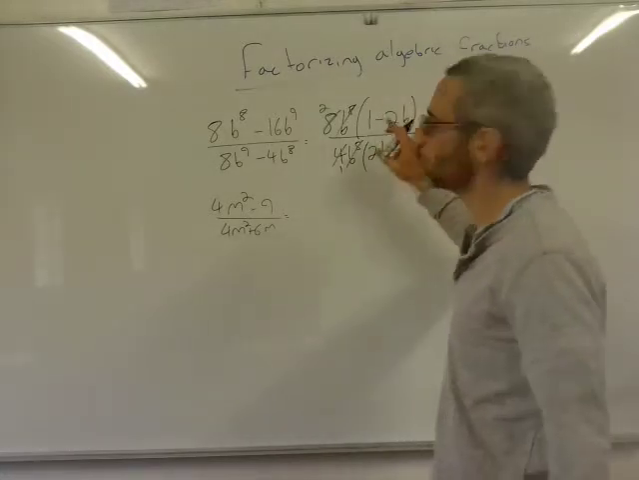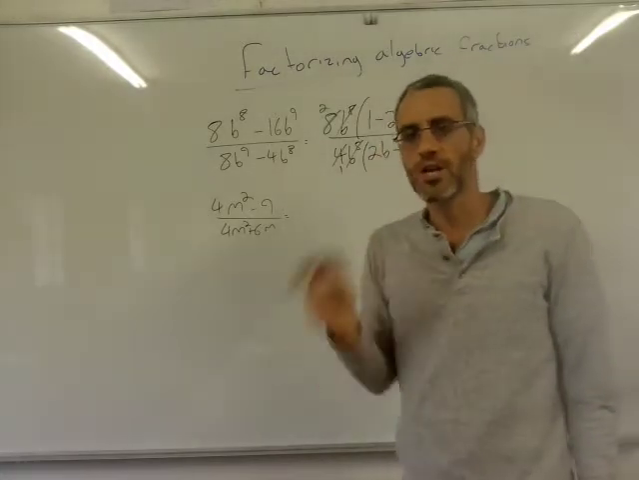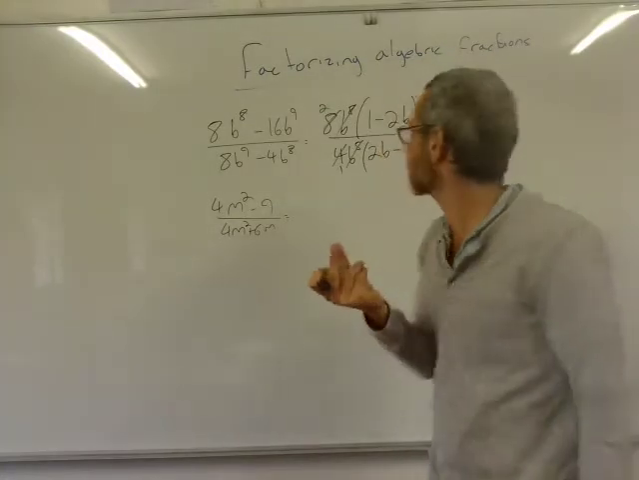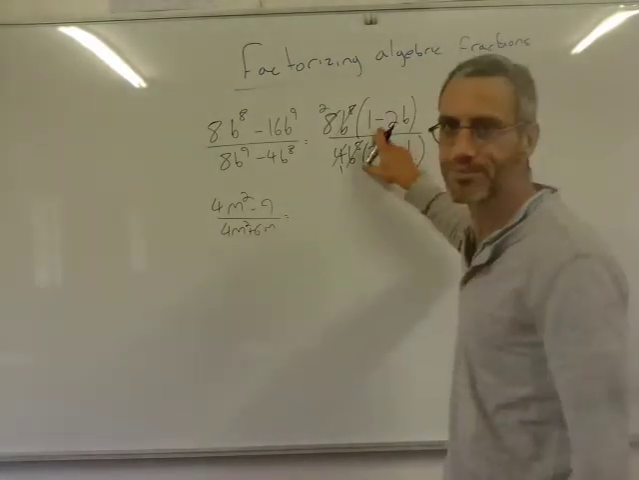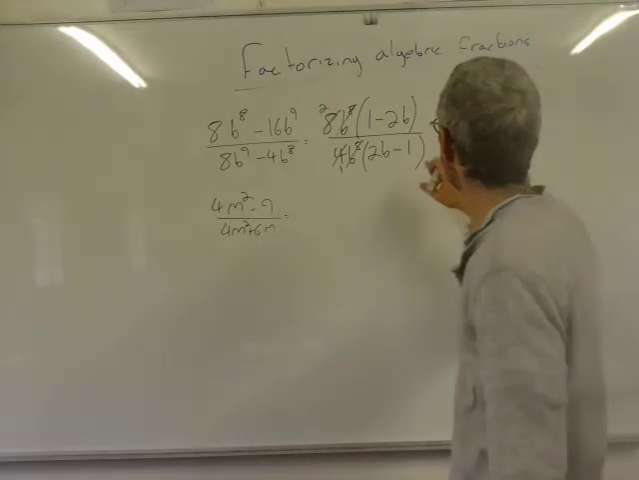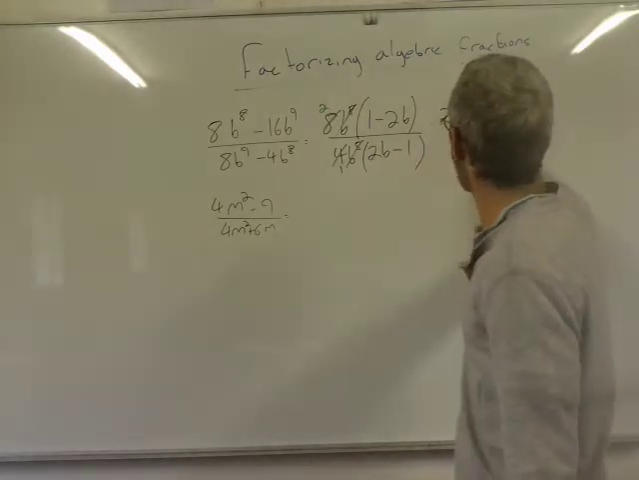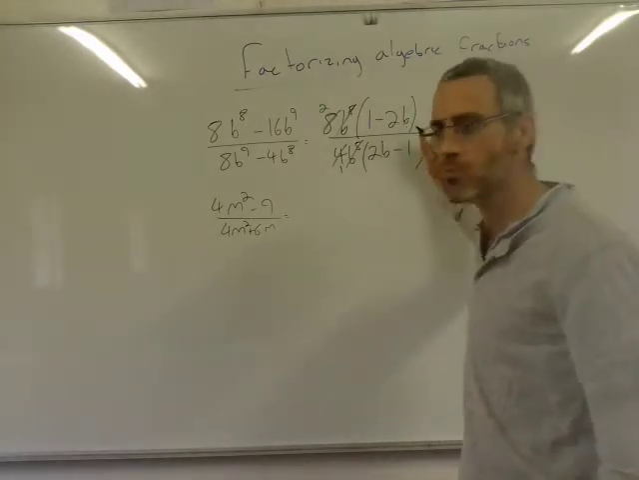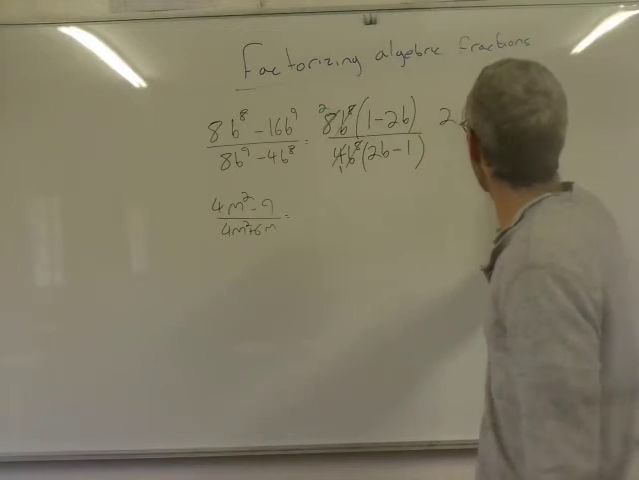So I need to swap one or the other. But when I swap one, I need to put a minus sign. So let's just swap that top one. Okay, it will work if we swap the minus one, the bottom one. So I'm going to write, instead of 1 minus 2b, I'm going to write 2b minus 1.